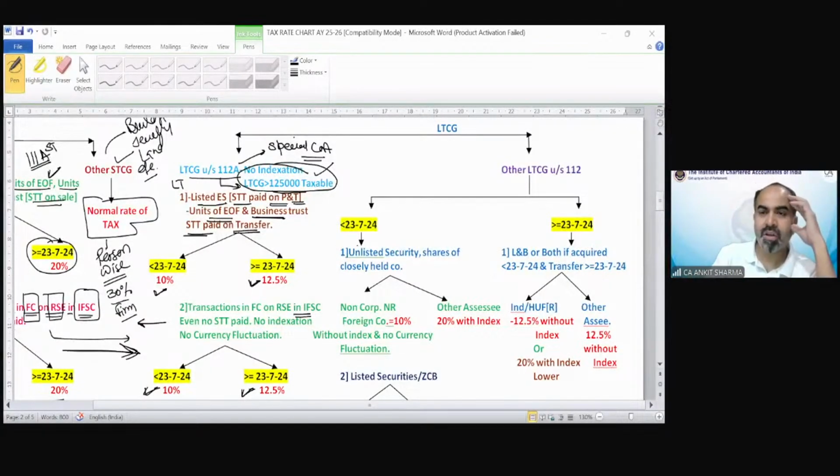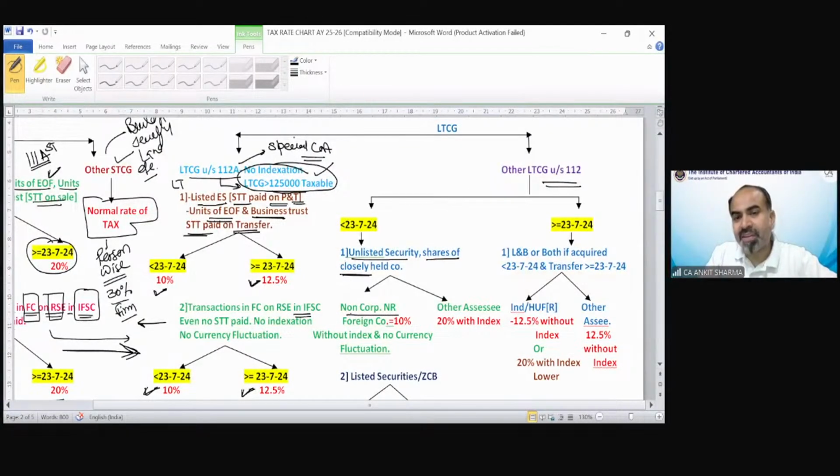Okay. So now, other long-term capital gain under section 112. In case of other long-term capital gain, except section 112A, now we are having section 112 capital gain. If that is an unlisted security or shares of a closely held company. Closely held company generally means a private company, those companies in which the public are not substantially interested.